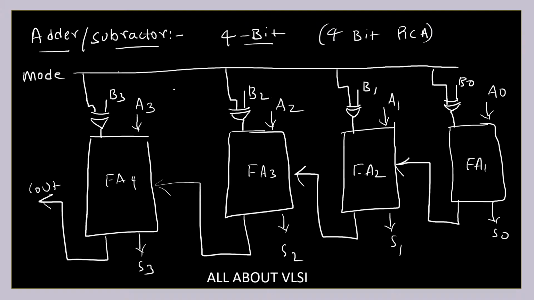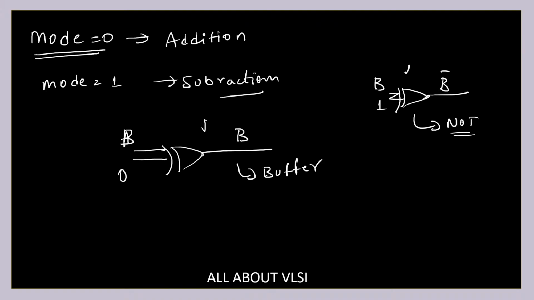Now, if my mode is equal to 0, then I'm going to add A3 plus B3, A2 plus B2, A1 plus B1, and A0 plus B0. But if my mode is equal to 1, then I'm adding A3 plus B3 complement, A2 plus B2 complement, A1 plus B1 complement, and A0 plus B0 complement. This is how I'm going to perform the subtraction. So this is how your 4-bit adder cum subtractor circuit is going to look like. It acts as an adder if your mode is equal to 0, and as a subtractor if your mode is equal to 1.